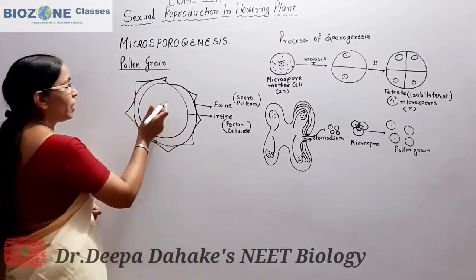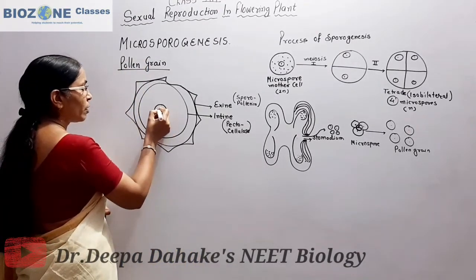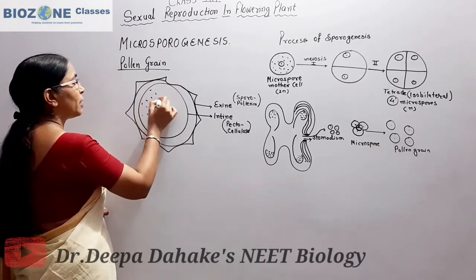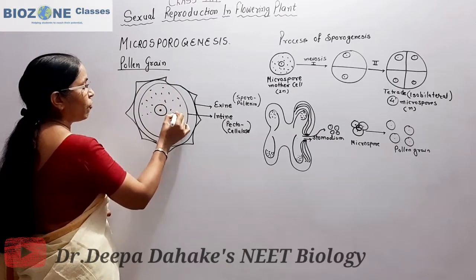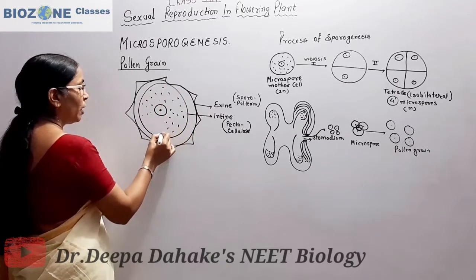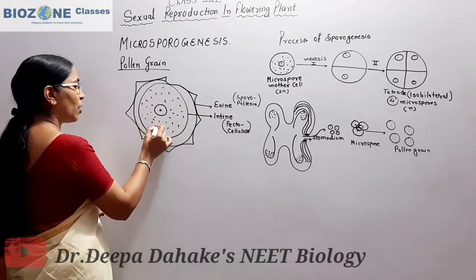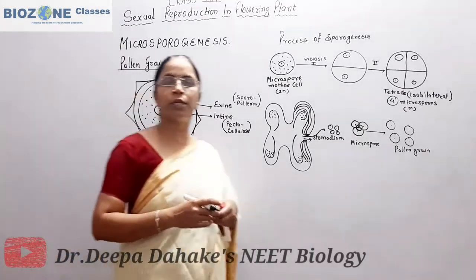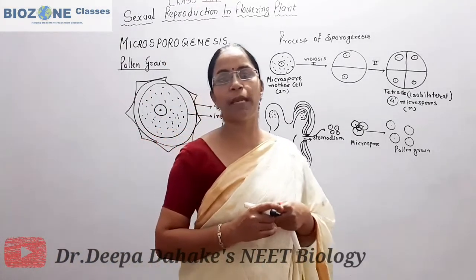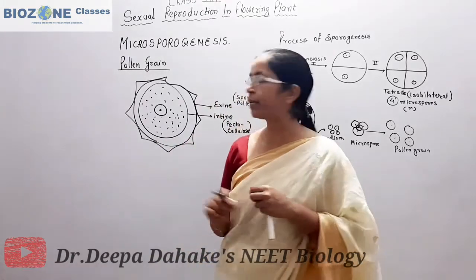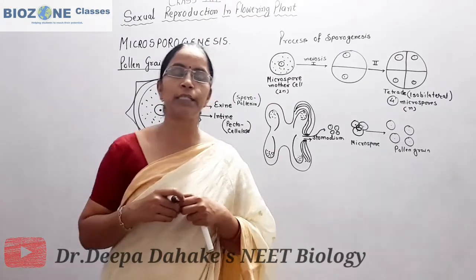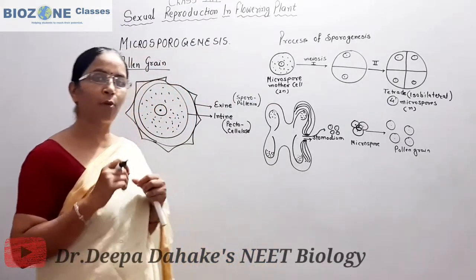Now inside the intine, a single haploid nucleus is present and the cytoplasm is uniformly distributed. Initially, vacuoles do not appear in the pollen grain. When the pollen grain proceeds to the development of the male gametophyte, at that time vacuoles start to appear inside the cytoplasm of the pollen grain.